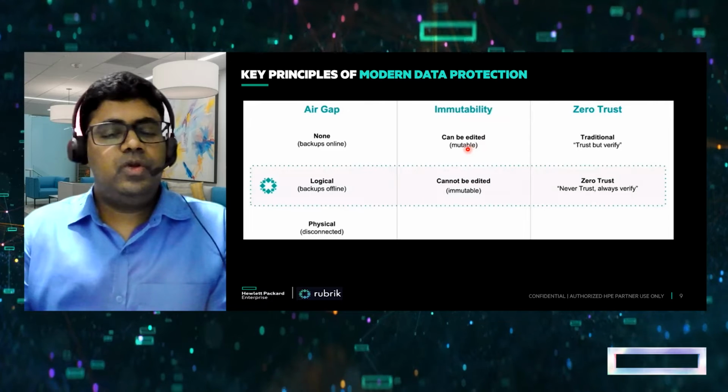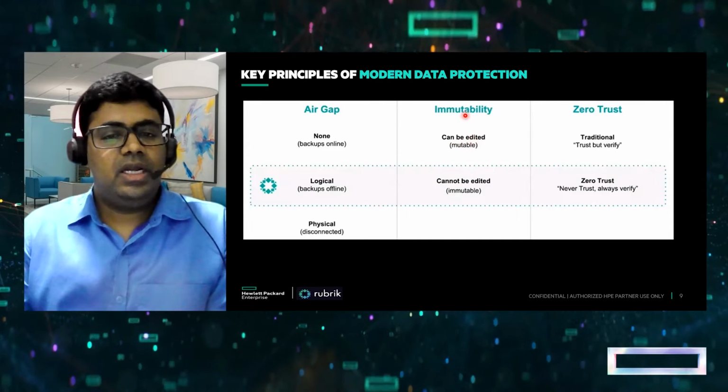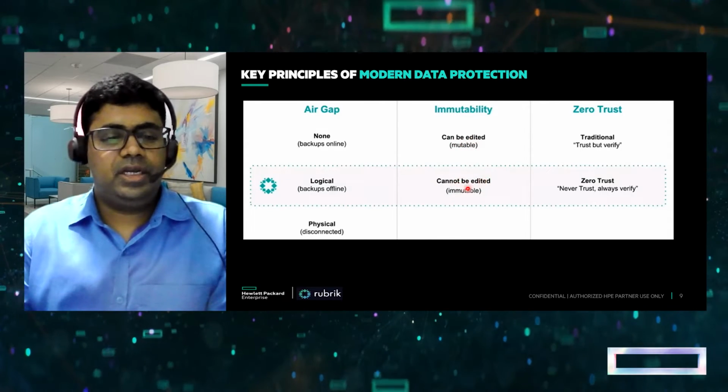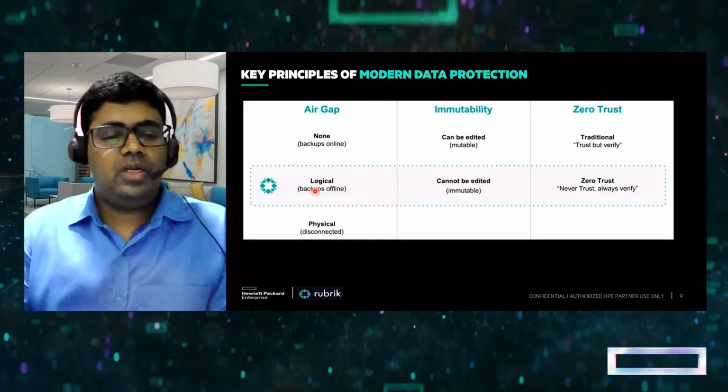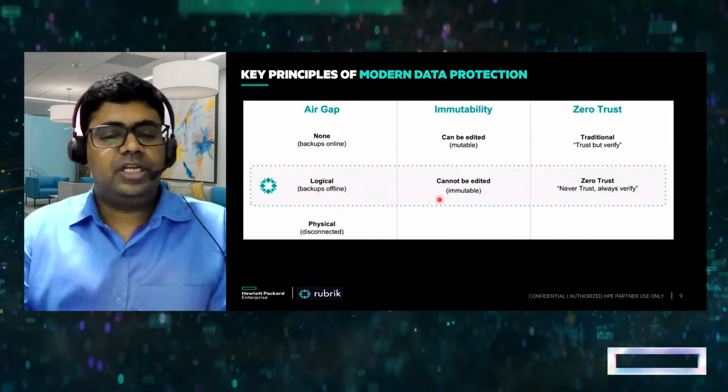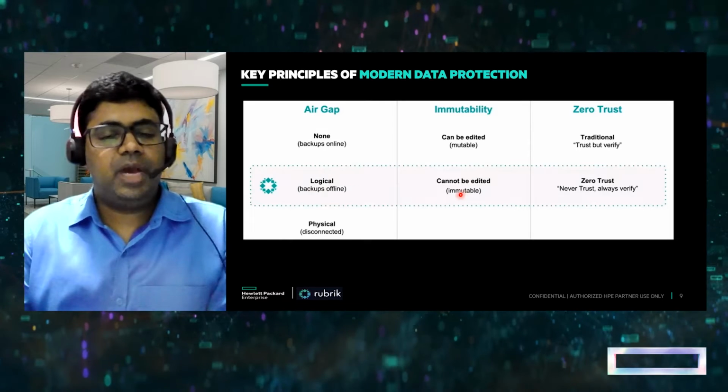And generally mutable means can be edited, and immutable means cannot be edited. And in Rubrik, once we back up, all the backups are immutable backups. That means we are not able to edit the backups.